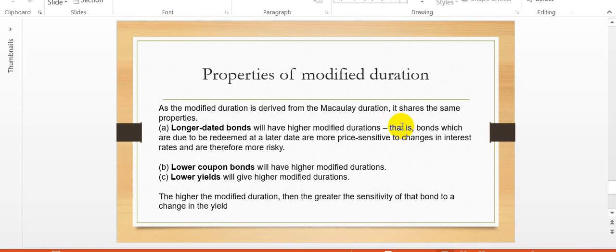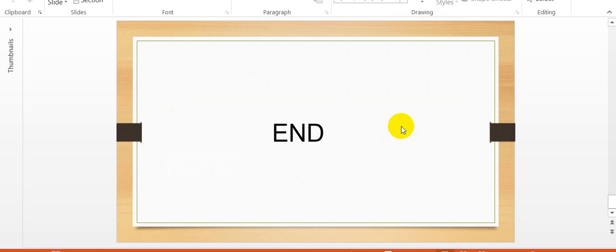To conclude, for your homework, take down: I want you to go and research and submit the benefits of duration and the benefits of modified duration. That is your homework. So this is where we end with duration. We'll proceed with credit risk.